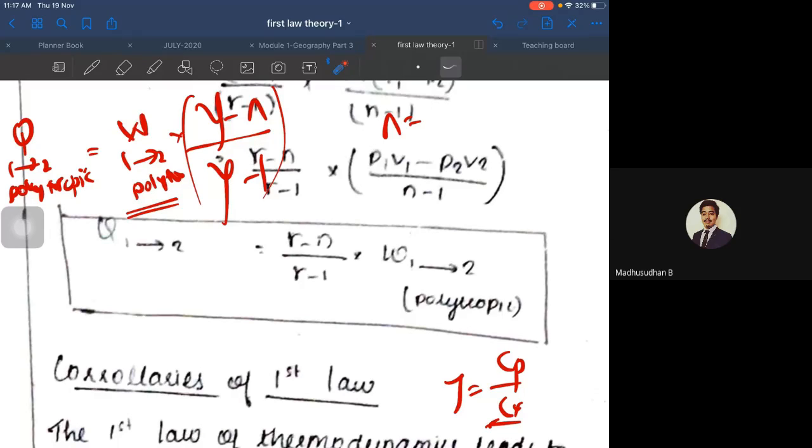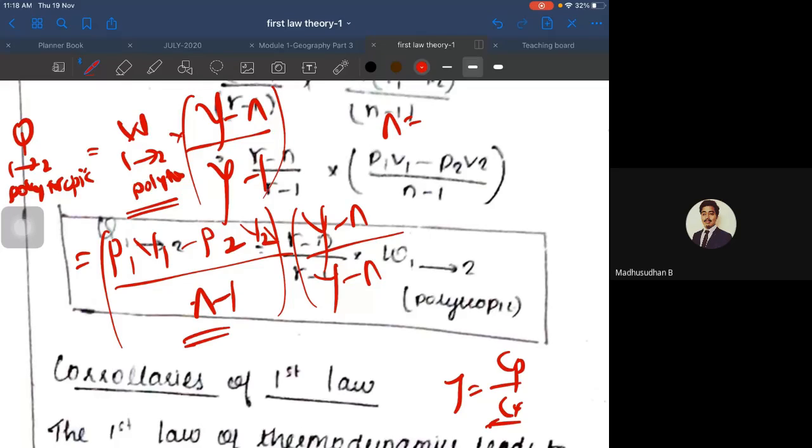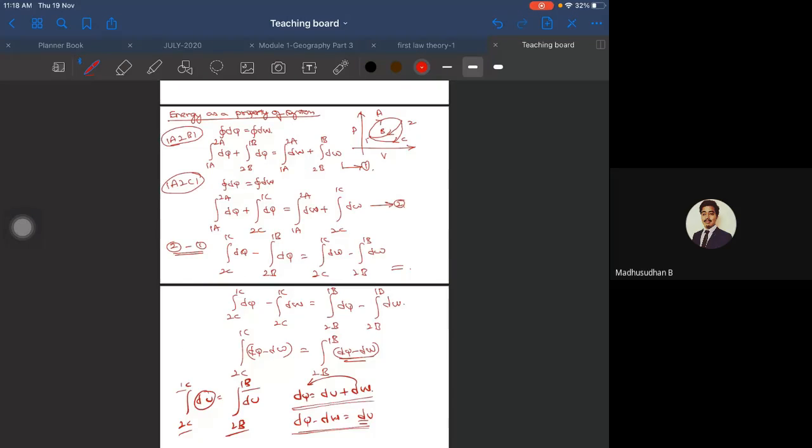Clear, guys? So what is polytropic work done from 1 to 2? I can write it as P1 V1 minus P2 V2 divided by n minus 1. So this is the polytropic work done. Multiply it by gamma minus n divided by gamma minus 1, and we get the heat flow for a polytropic process. Let us have a very quick recap of the heat flow for all the different processes now.